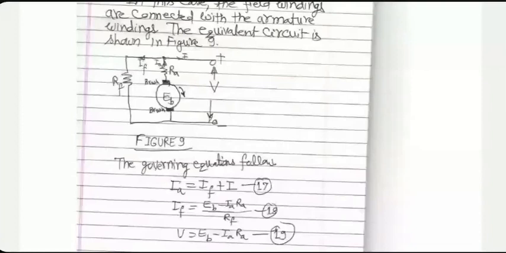Generally, for practical cases, you will find that RF value is much larger compared to RA value. RA is more like half an ohm, 1 ohm type of thing. RF can be as high as 200 ohms or so. This is a shunt connection. You don't want to send too much current in the field windings. They'll burn up.